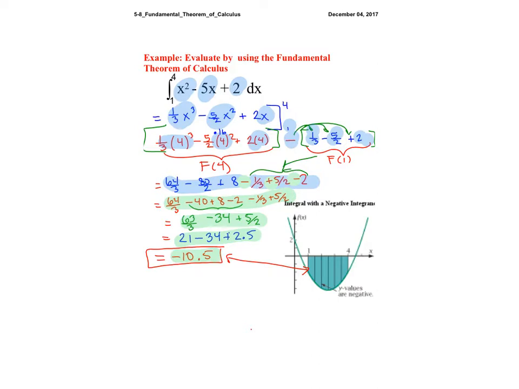Over here, I will probably insist on having 3 decimals for sure. So if this happens to be the exact value, which I think it is, yeah, I would ask to have negative 10.500.